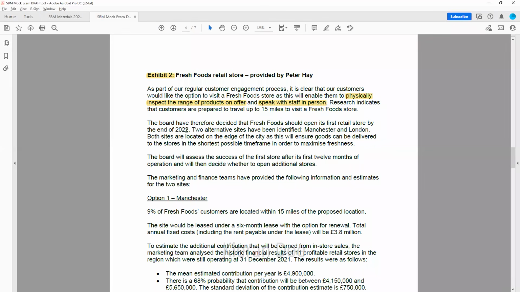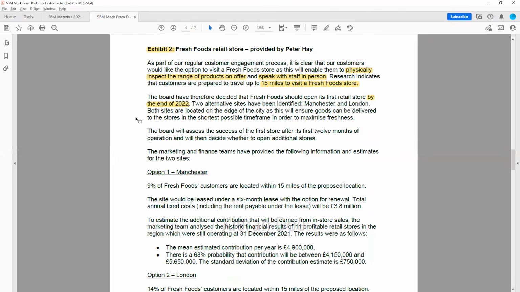Research indicates that customers are prepared to travel up to 15 miles to visit a Fresh Food store. So customers will travel 15 miles. The board have therefore decided that Fresh Foods should open its first retail store by the end of the year. So it could be an important date, and we can think about whether those timeframes are realistic. 2 alternative sites have been identified, Manchester and London. Both sites are located on the edge of the city, as this will ensure goods can be delivered to the stores in the shortest possible timeframe in order to maximize freshness.